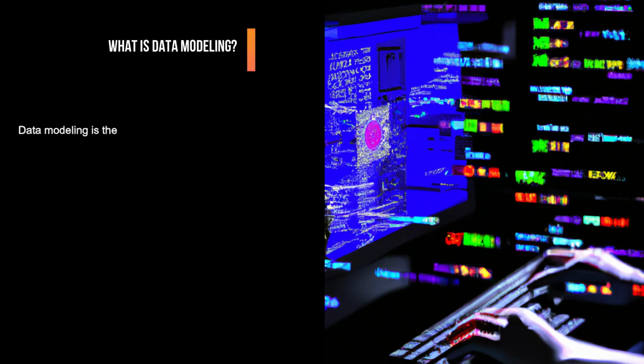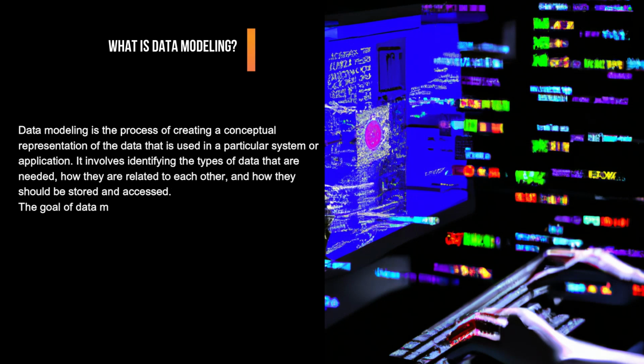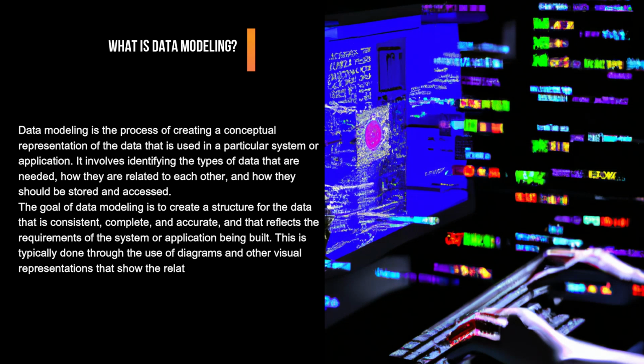What is data modeling? Data modeling is the process of creating a conceptual representation of the data that is used in a particular system or application. It involves identifying the types of data that are needed, how they are related to each other, and how they should be stored and accessed. The goal of data modeling is to create a structure for the data that is consistent, complete, and accurate, and that reflects the requirements of the system or application being built.